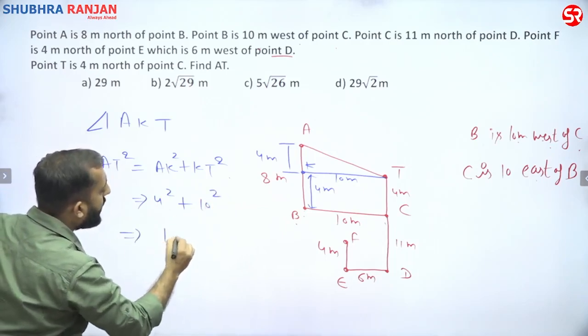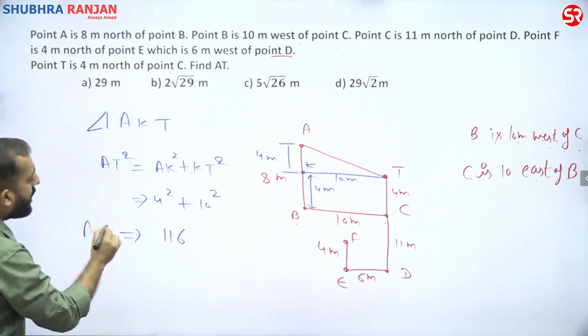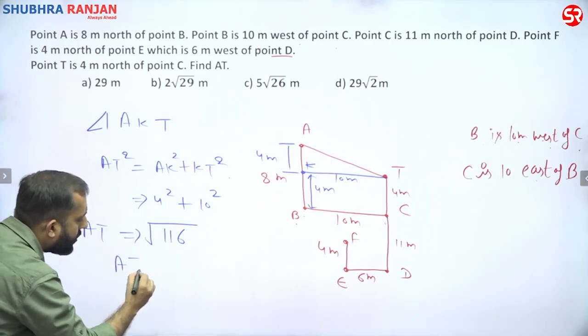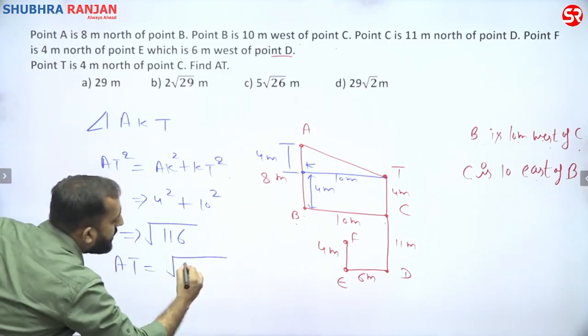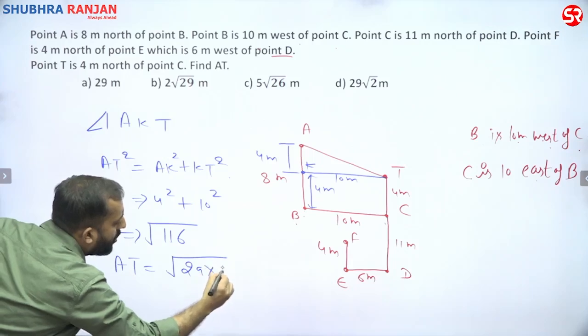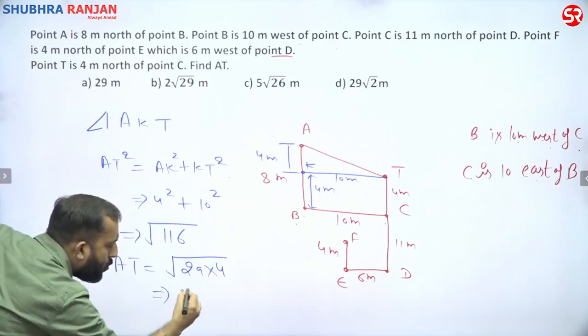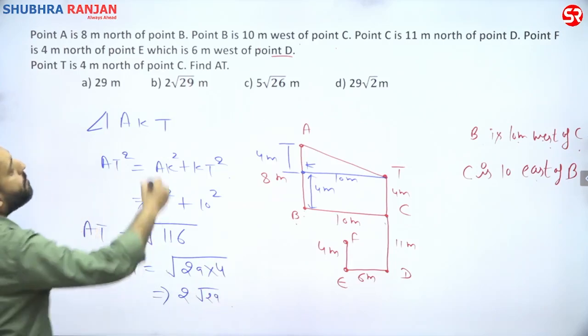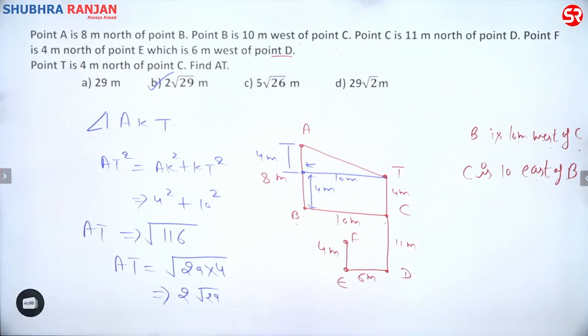It is 116. So AT comes out to be equal to root 116, and if you solve this further, 116 is 29 into 4. Square root of 4 is 2, so 2 root 29 is your answer. Option B is your answer. Clear? Agreed, everybody? Any doubt?